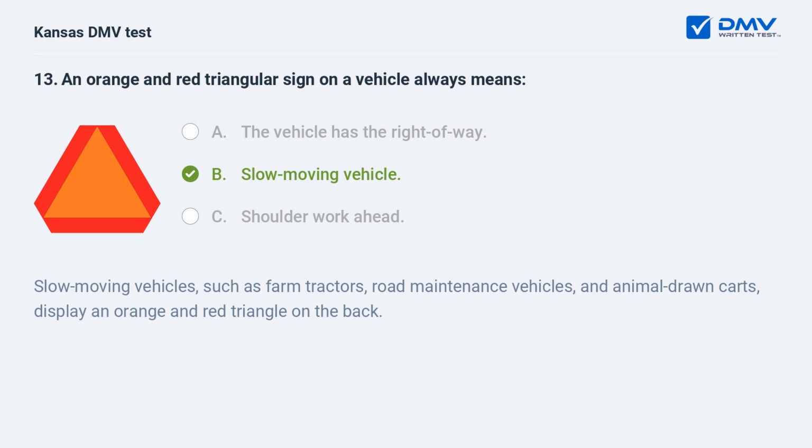Slow-moving vehicles, such as farm tractors, road maintenance vehicles, and animal-drawn carts, display an orange and red triangle on the back.